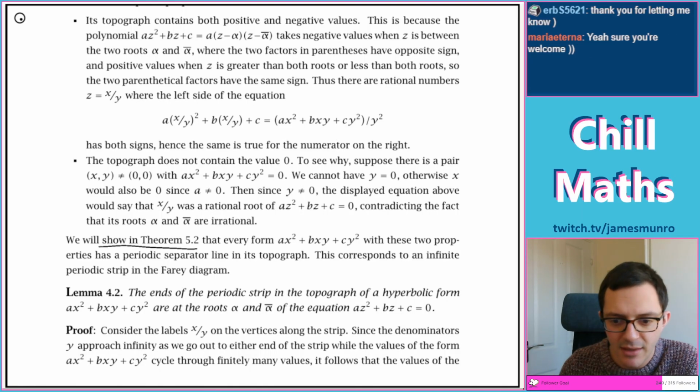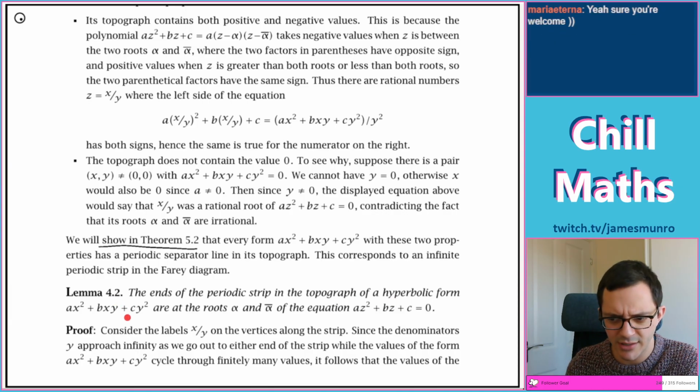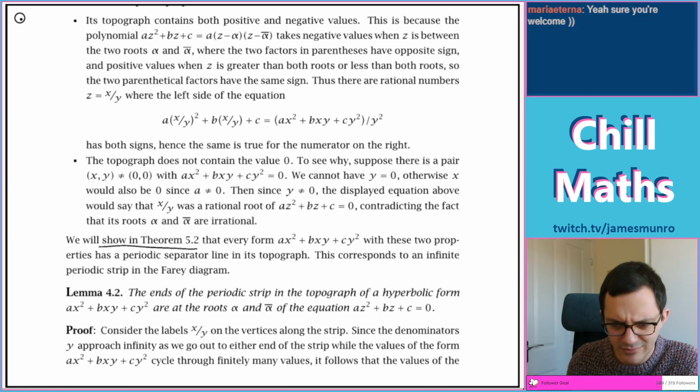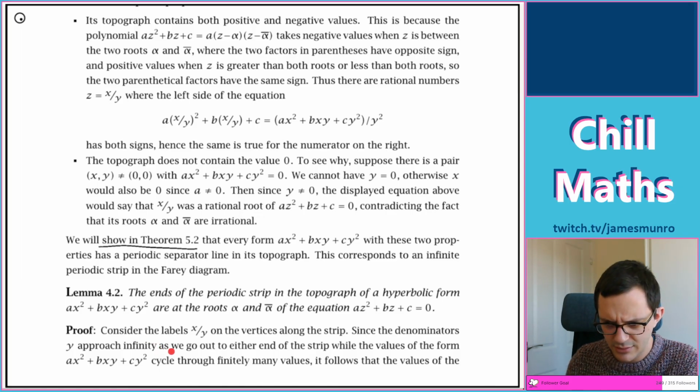But the ends of the periodic strip of a hyperbolic form, new word maybe? Just means it has roots, I think. Are at the roots. Yeah, good, okay. This seems true to me. So it's periodic, so define the transformation, and then you'll go towards a fixed point, I think. Oh, even better. Okay, as the values cycle through finitely many values because it's periodic.